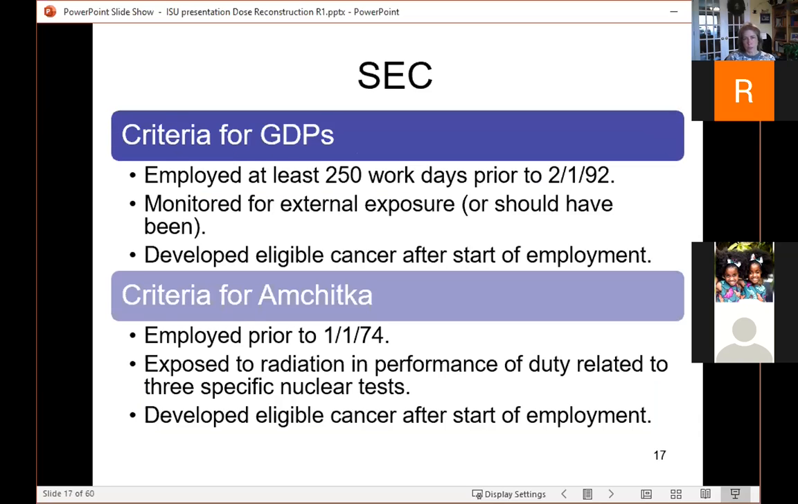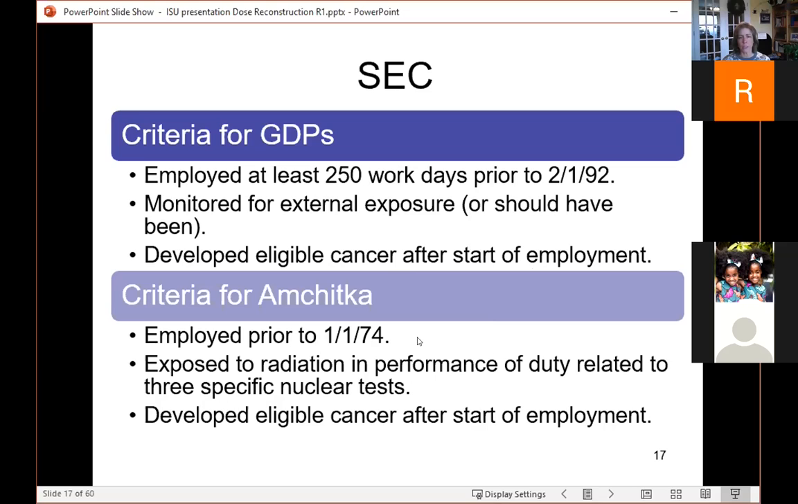So the criteria for the initial SECs at the gaseous diffusion plants, you have to have been employed for at least 250 workdays prior to February of 1992. The 250 workdays is associated with a calendar year of work there. An additional requirement was that you have to have been monitored for external exposure or should have been. Obviously, that is somewhat subjective. There's a lot of subjective items associated with this project. It's not strictly science-based, which would make it easier, but there are politics and judgment that come into a lot of what we do. And then you have to have developed an eligible one of the 22 cancers after the start of employment.